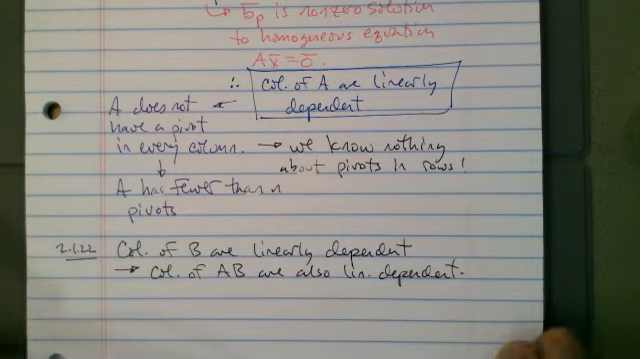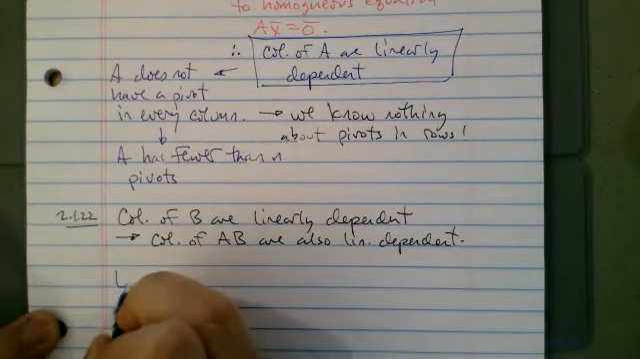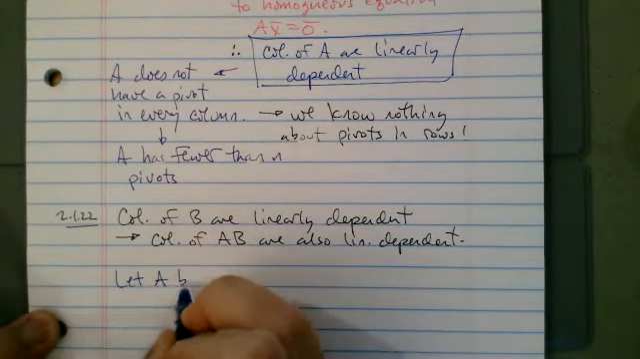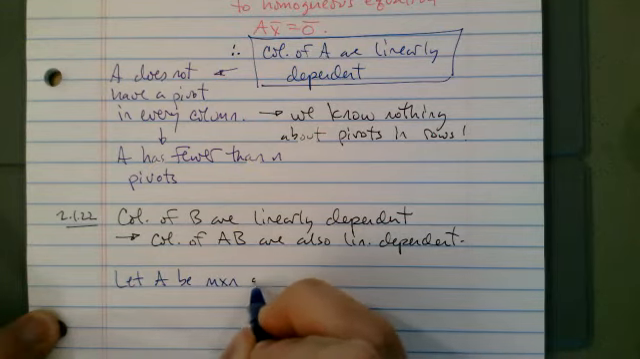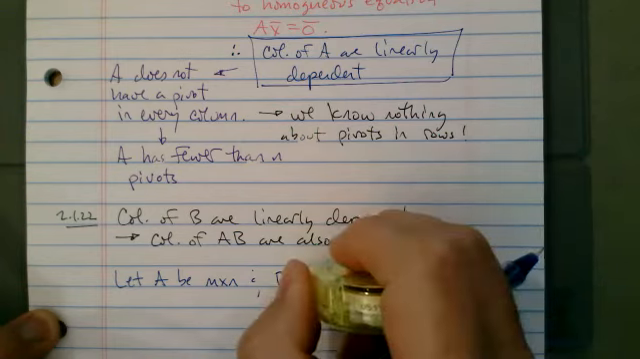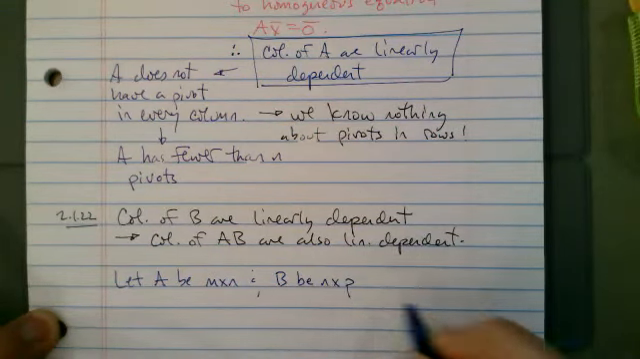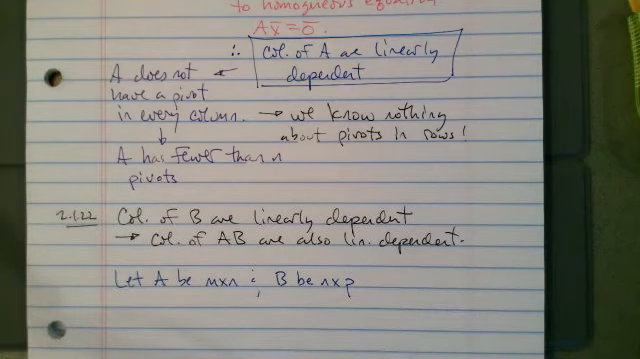Let's first of all establish some stuff that we can work with. Let's let A be m by n, and let B be n by p. All we know is that we can multiply A times B. That's all that we're given, because they said, show that the columns of AB are linearly dependent. That means we must be able to multiply AB.